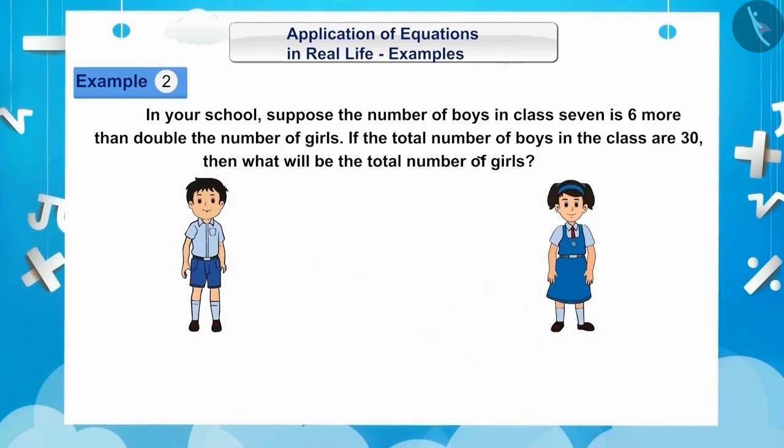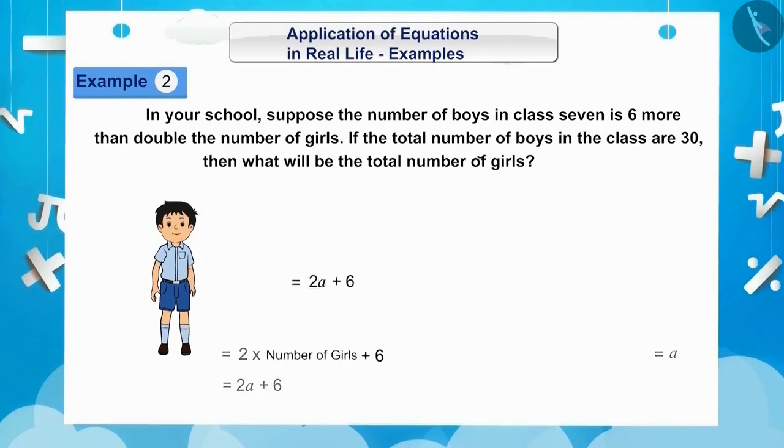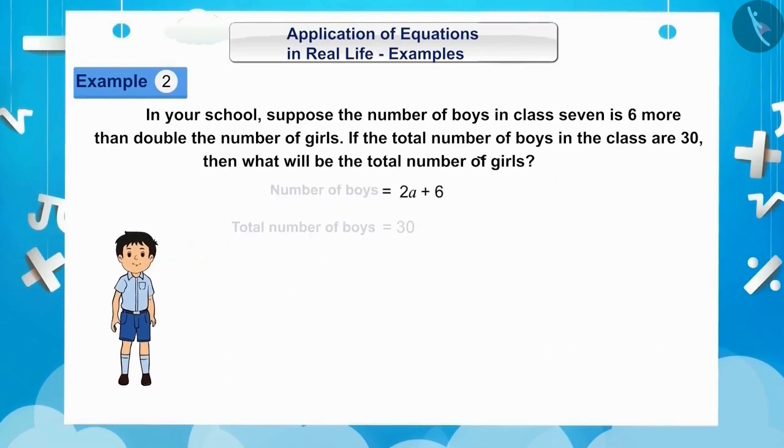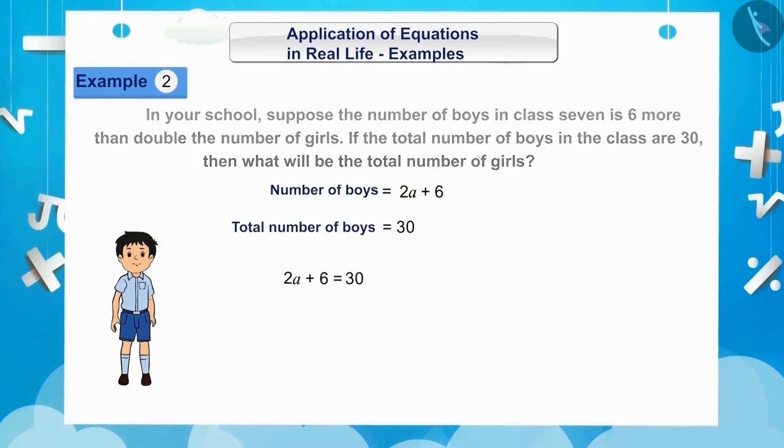If we suppose the number of girls in the class to be A, then the number of boys is equal to 2A plus 6. In our question, it is given that the total number of boys is 30. Then, our equation will be something like this: 2A plus 6 is equal to 30. Let's solve it and find the total number of girls.